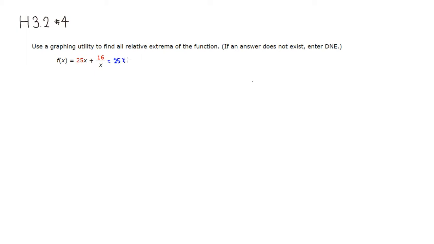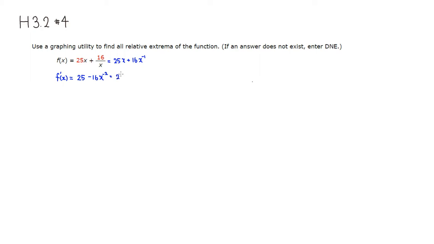25x plus 16x to the, since it's a reciprocal, negative 1 power. So let's find the derivative. f prime of x is equal to, derivative of 25x is 25. Derivative of 16x to the negative 1 would be negative 16x to the negative 2. So I'm going to rewrite it this way.